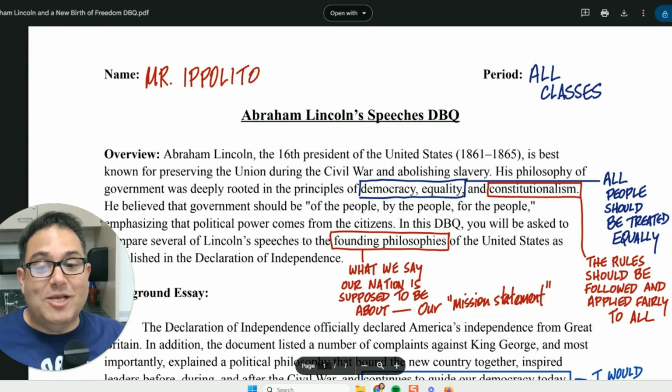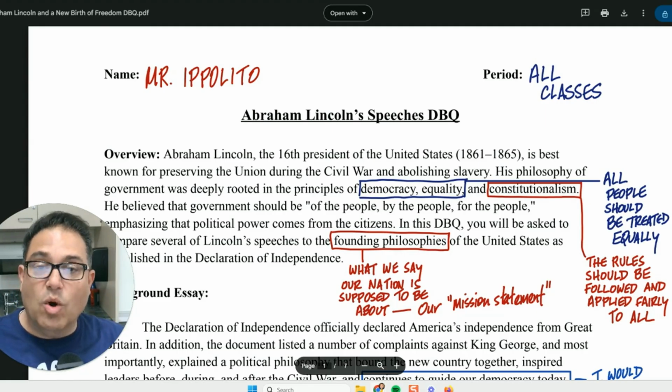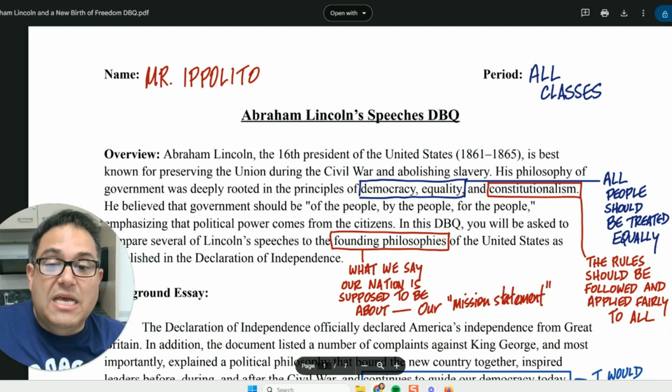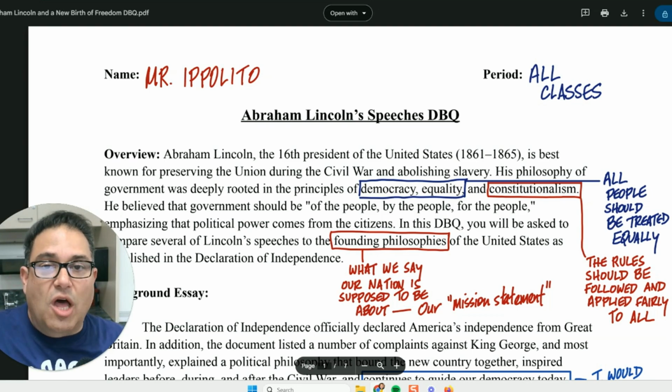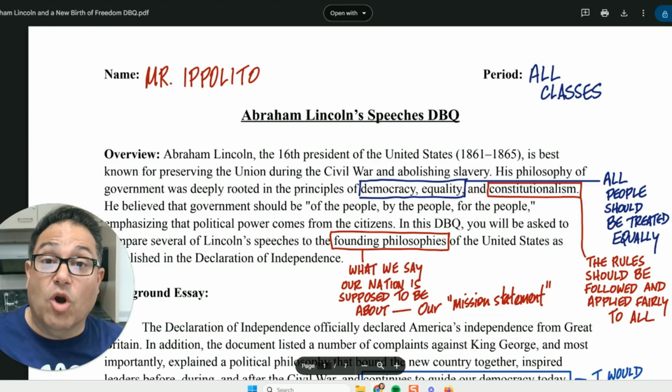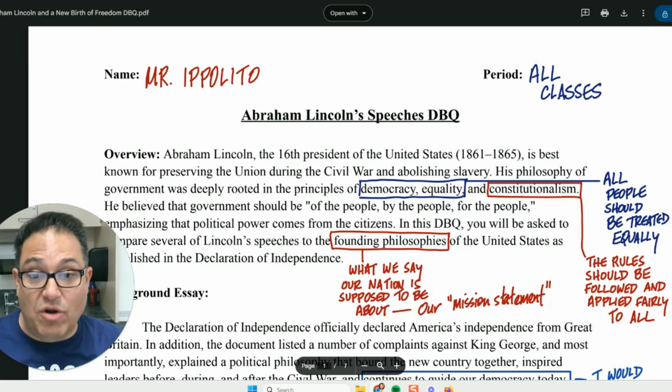Abraham Lincoln, the 16th president of the United States from 1861 to 1865, is best known for preserving the Union during the Civil War and abolishing slavery. We've already talked about that. His original goal was simply to keep the country together, right? But later that goal evolved, and he eventually saw the Civil War as an opportunity to create a new birth of freedom for all Americans, of course, including Black Americans as well, and ending slavery permanently.